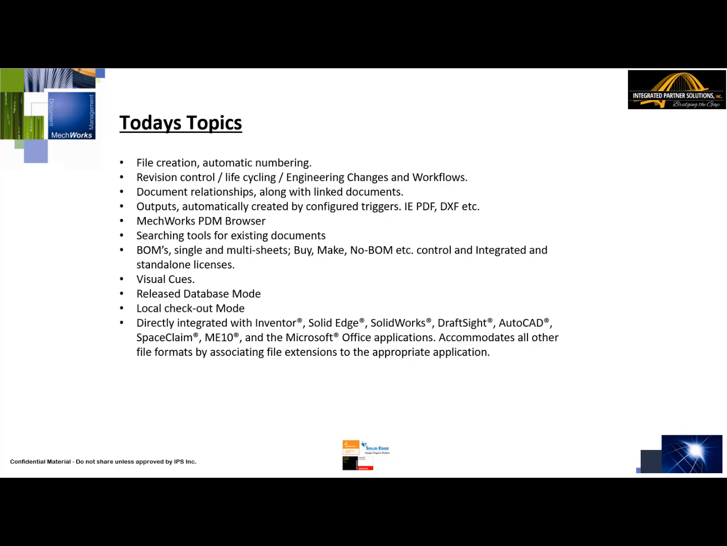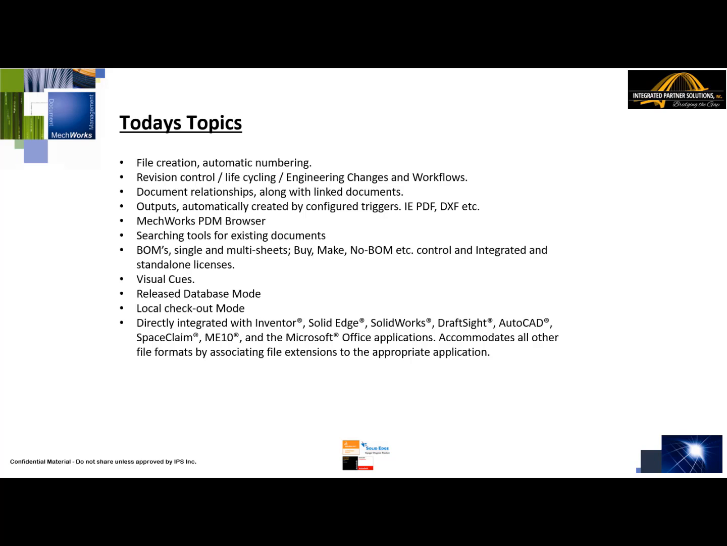We're going to look at bill of materials. Do you use single or multi-sheets? How you can easily control whether you buy, make, or not even have the part on the bill of material. How this can be done on the integrated license and also on our non-3D CAD licenses, the standalone licenses. We're going to look at visual cues. This is a great tool to quickly present information to everybody who needs to see it.